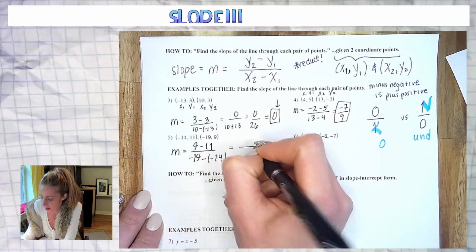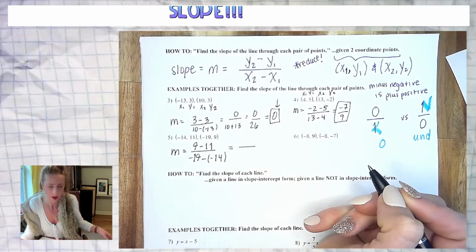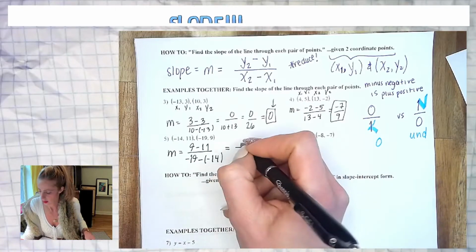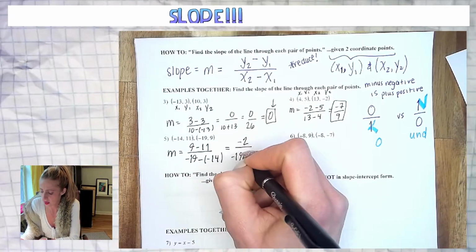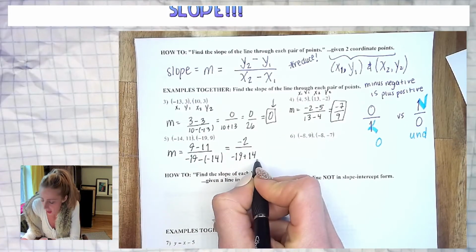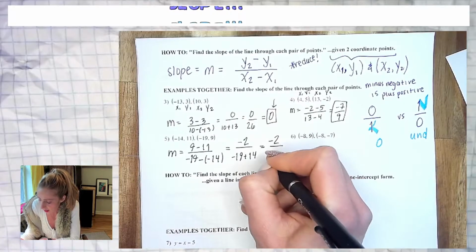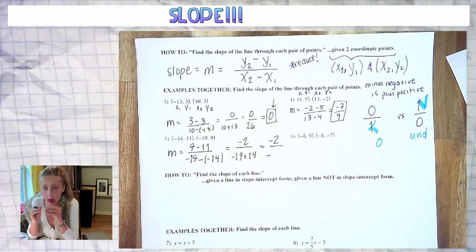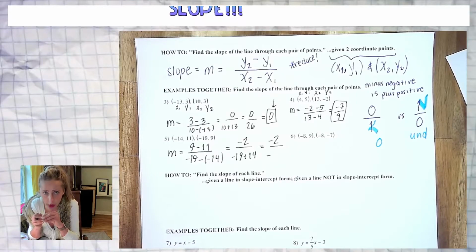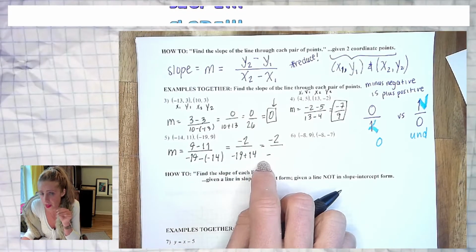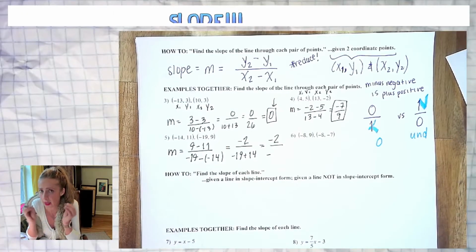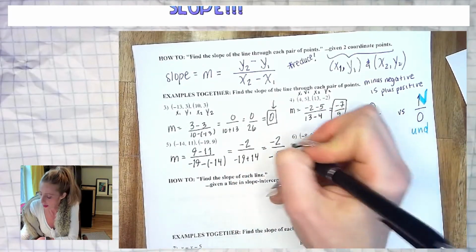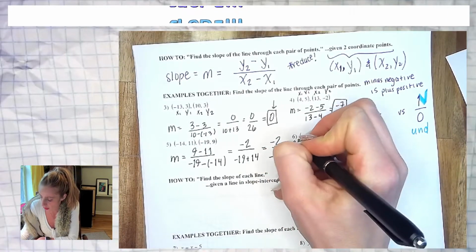9 take away 11. Does anybody know what that is? Is that positive or negative? It's negative. Negative, thank you. It's negative 2. And then negative 19, this becomes plus 14. We have more negative stuff than positive, so we're going to get a negative on bottom. You shouldn't use a calculator for this, okay? 19 minus 14. If one is positive and one is negative, this is the golden rule: if they're opposite signs, you subtract the numbers and then take the sign of the bigger number. 19 minus 14 is 5. Take the sign of the 19, negative 5. And a negative over a negative is a positive over a positive, 2/5.